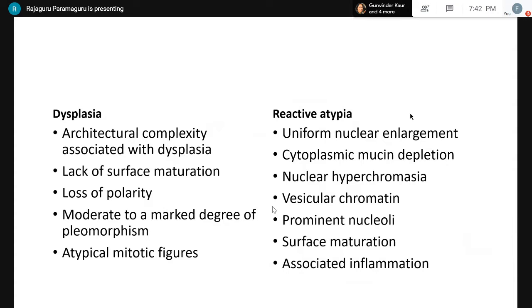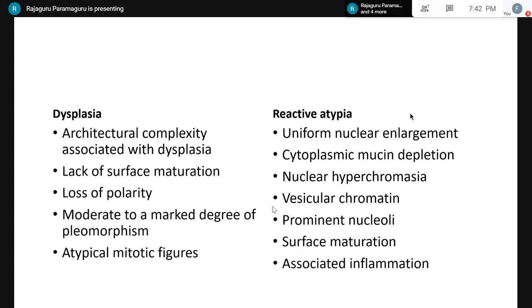Whereas in a reactive atypia, as discussed earlier, we will have surface maturation. The nuclei are going to be enlarged, but there's not going to be pleomorphism because they are going to be uniformly enlarged. Another important thing to note is that there's going to be marked cytoplasmic mucin depletion. With that particular change, it will be very easy to say that it is a reactive atypia.